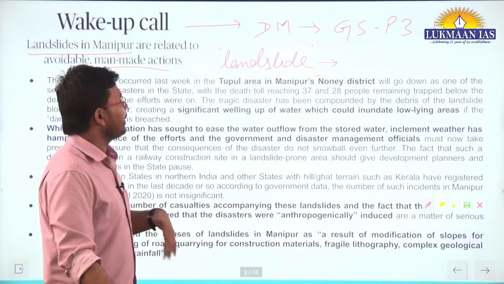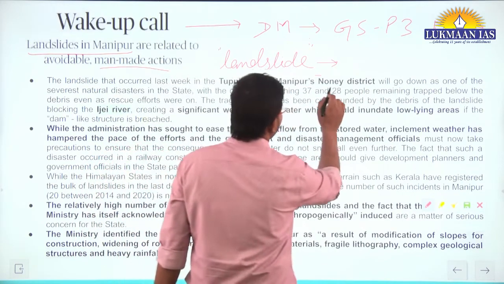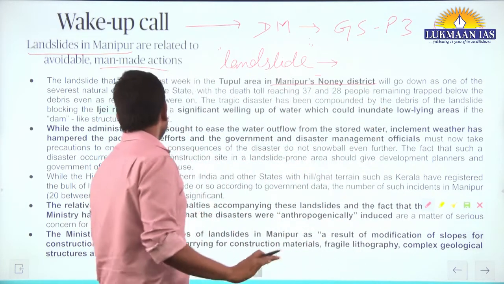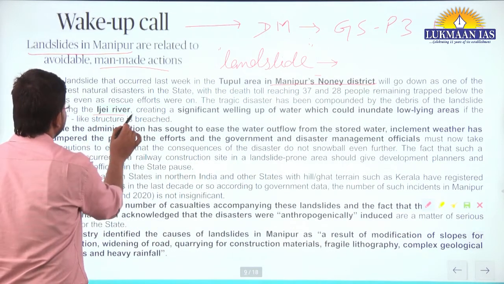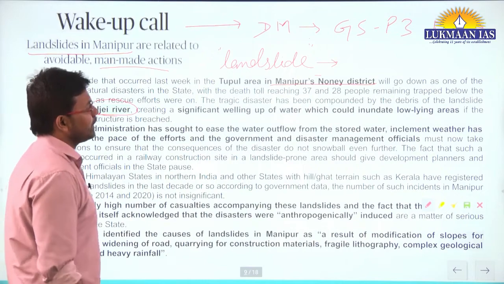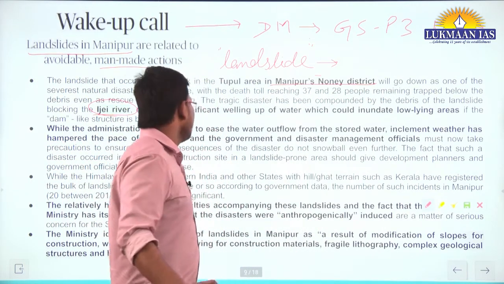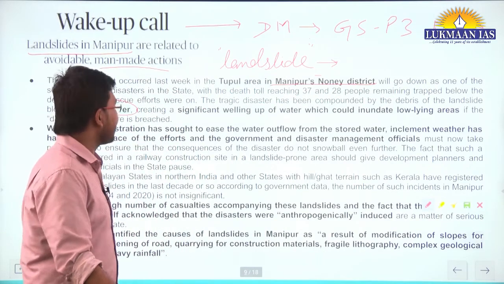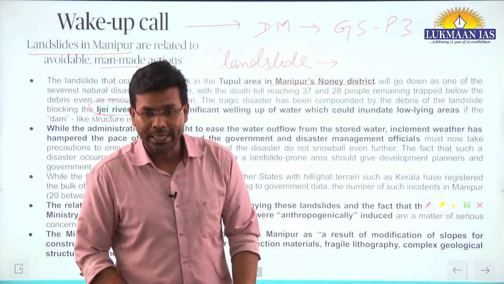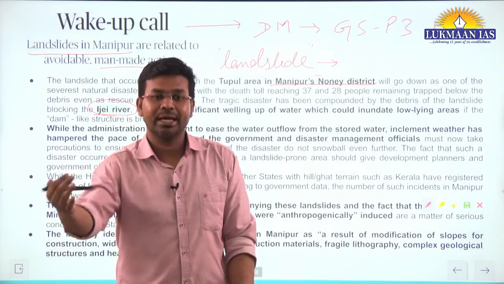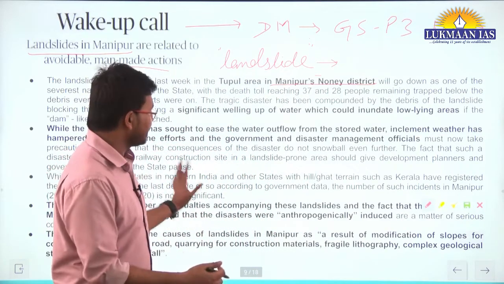So recently, a landslide has happened in Manipur's Noni district, blocking the Ijai river. There is an area along this particular river, the Ijai river, where we have seen a landslide, and in that landslide 37 people have died. 28 people are still stranded. They have not yet been rescued. So the rescue operation is going on.